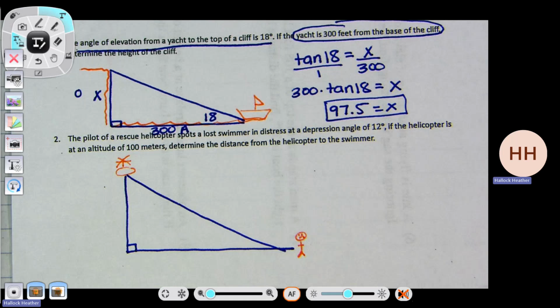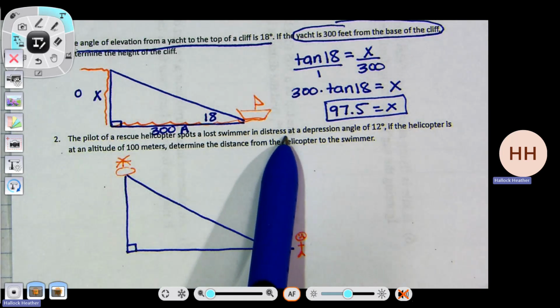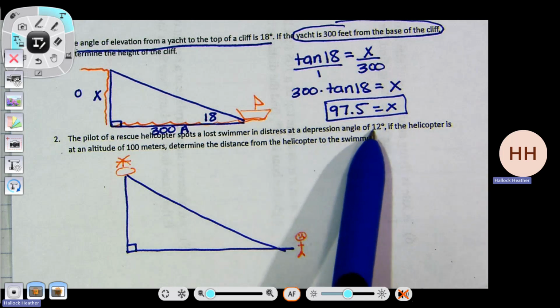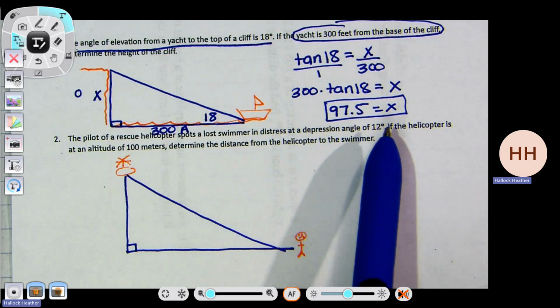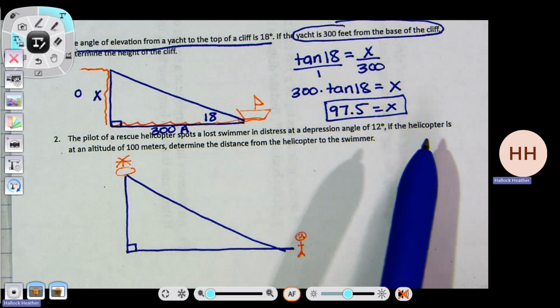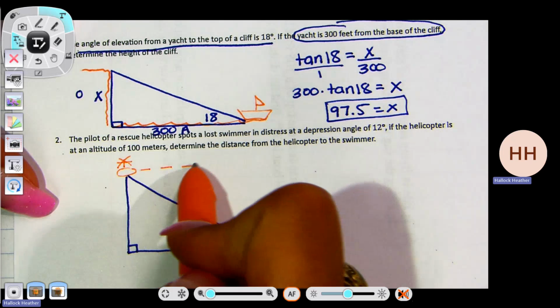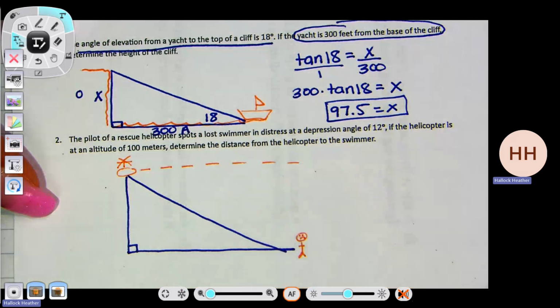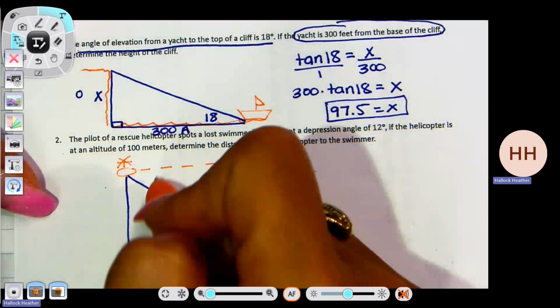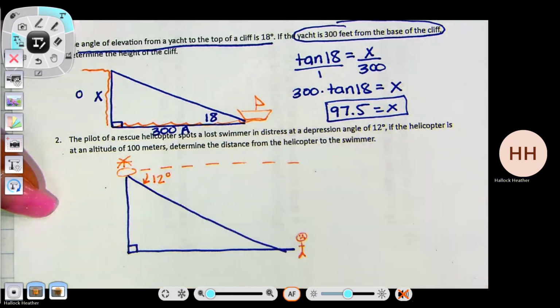So let's go back to the problem. It says a pilot of a rescue helicopter spots a lost swimmer in distress at a depression angle of 12 degrees. So depression, is that increase or decrease? And this is where it gets a little weird. Technically you have your line of sight. Whenever I'm flying my helicopter, I'm looking straight. My angle of depression goes from my line of sight down, so it's actually this angle right here. So 12 degrees is here. It's on the outside of the triangle, but it's okay.